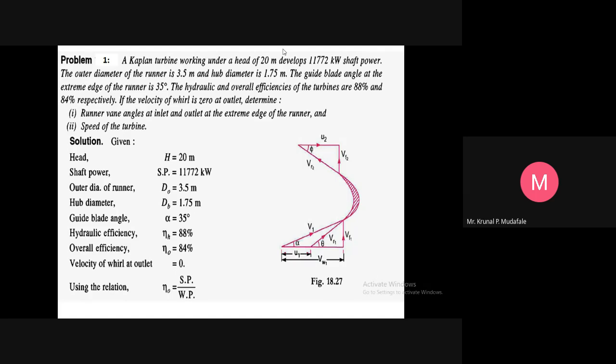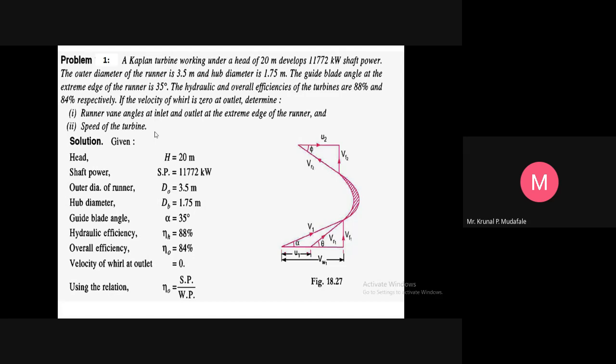Now determine what they ask in this numerical: the runner vane angles at the inlet and outlet at the extreme edge of the runner. What is this vane angle? It is nothing but theta and phi, and you have to calculate them. The second one is the speed of the turbine, indicated by capital N, that is RPM, revolutions per minute. So there are two things to determine: the vane angles at the inlet and outlet, and the speed of the turbine.